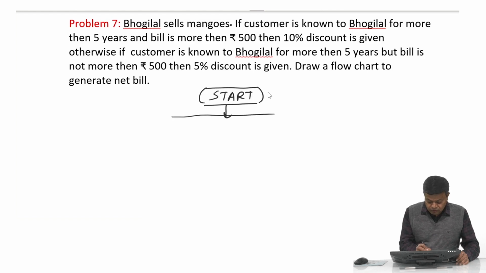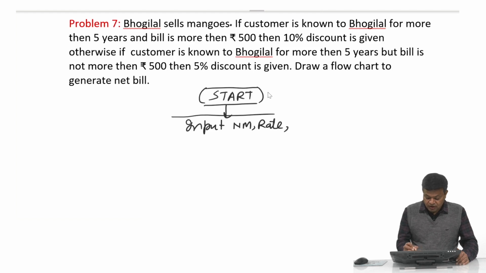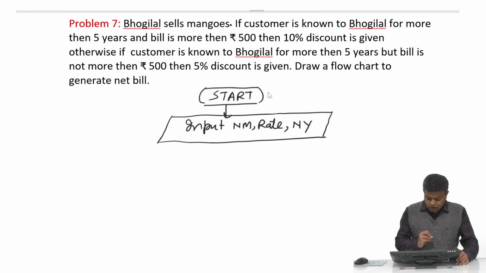Now, we will be inputting what all things we need to input: number of mangoes, rate per mango, and one more new thing here, number of years. Okay. The customer is known to Bhogilal. See, while naming your identifiers, you have to be a bit careful. Number of mangoes, I have written NM, okay, and this is a single word NM. Okay, there is no space in between.